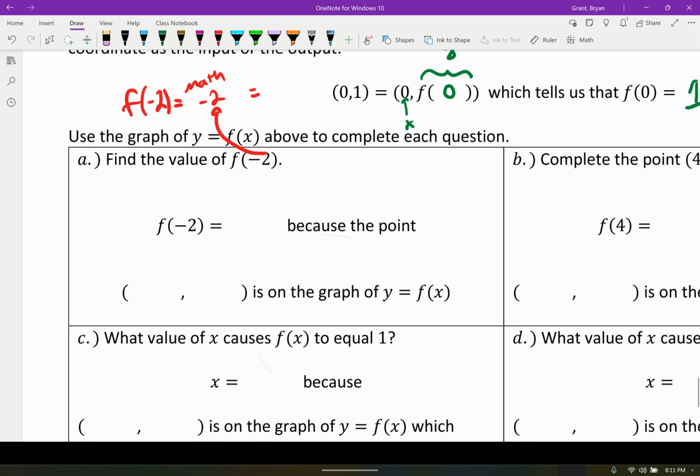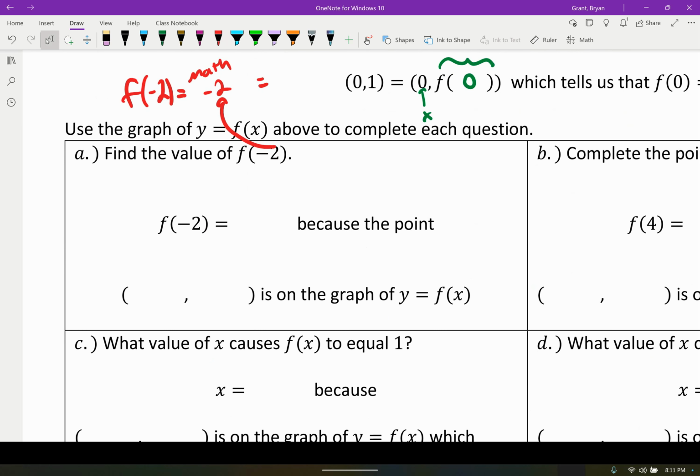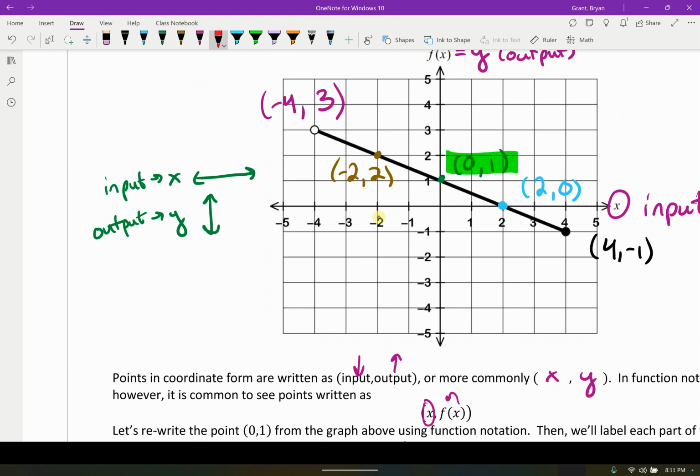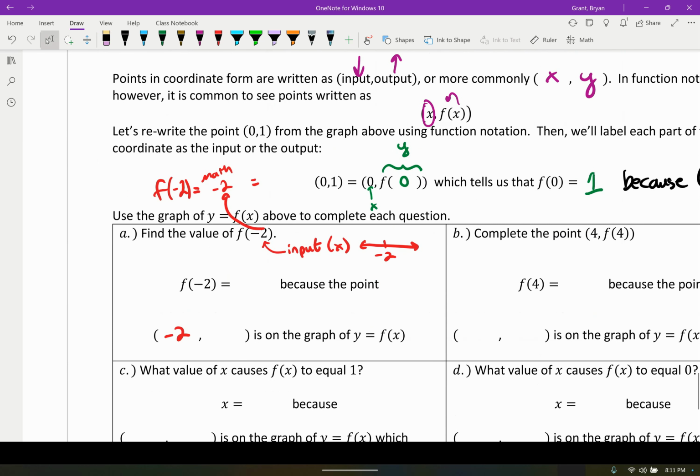So when they say find the value of f of negative 2, what they really mean is that negative 2 is being input into a formula. And if it's being input, that means that is an x value. So what we're going to do is go up to the graph and look along the x-axis for negative 2. So let's go up here. My x-axis at negative 2 is right here. Now our goal is to figure out what is the y value.